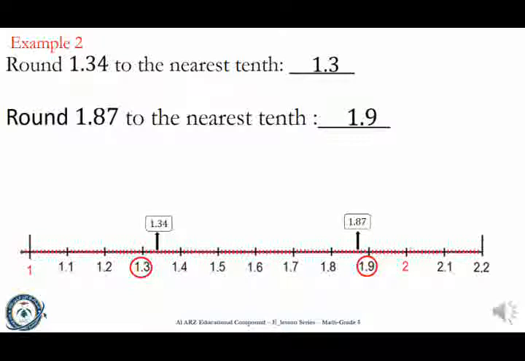It is between 1.3 and 1.4. You count 4 hundredths, 4 small steps, and you put 1.34. If you want to frame 1.34 between two consecutive tenths, you say that 1.34 is between 1.3 and 1.4. But here they said round to the nearest tenth. It means you need to know whether this number is closer to 1.3 or to 1.4. You give one answer.